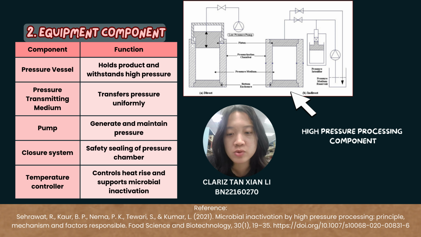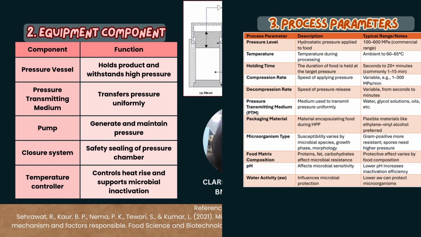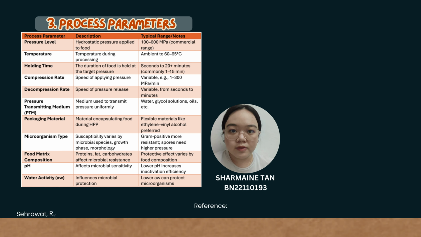To achieve this, the system uses a high pressure pump, which forces water into the vessel until it reaches the target pressure level. This can be seen in the diagram, where the pump is connected to the vessel through hydraulic lines. The closure system is located on both ends of the vessel and safely seals the chamber, preventing leakage and ensuring operator safety during processing. Finally, the temperature control system monitors the natural temperature rise during pressurization, known as adiabatic heating, helping maintain stability and enhance microbial inactivation.